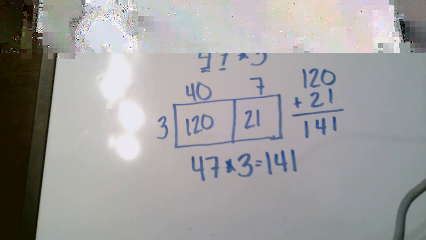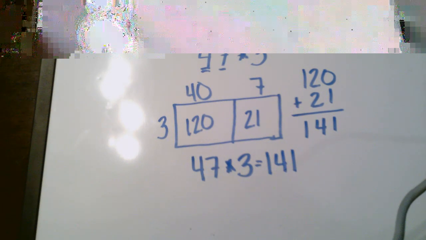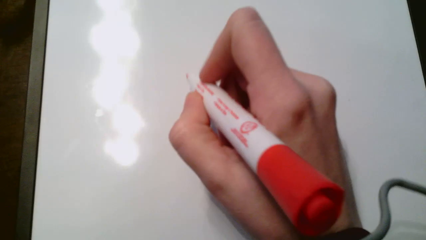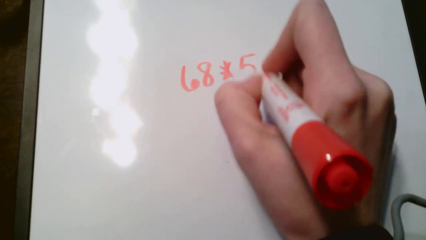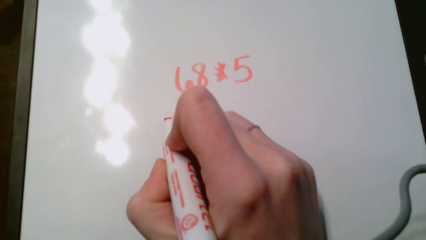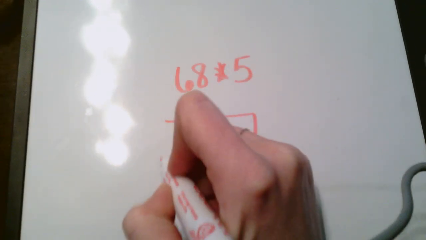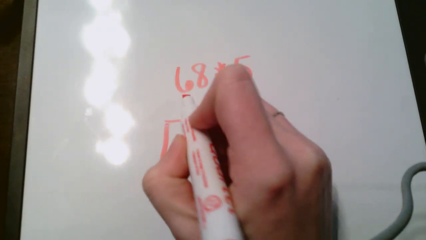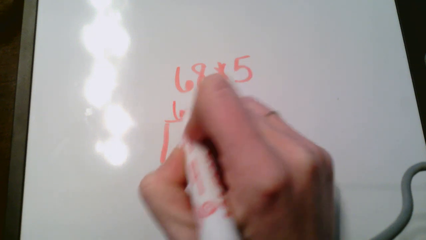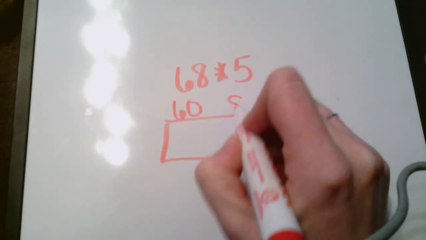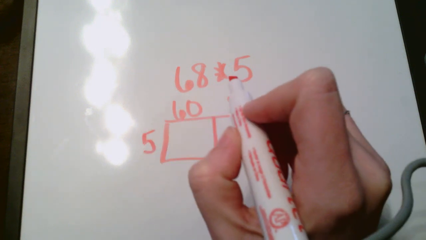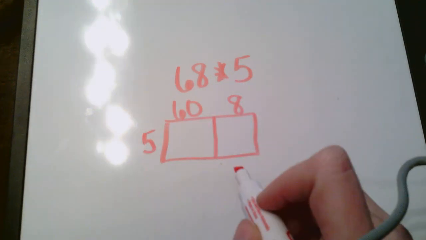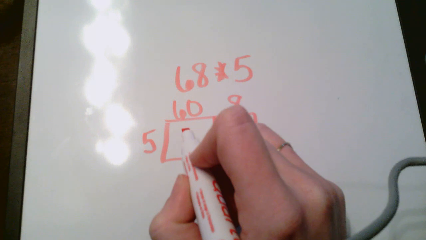The third practice problem is 68 times 5. So again, for our area model, it's all about making that box. 68 splits up into 60 and 8. And the 5 does not break apart at all. Okay, in my first box, I'm doing 5 times 60.